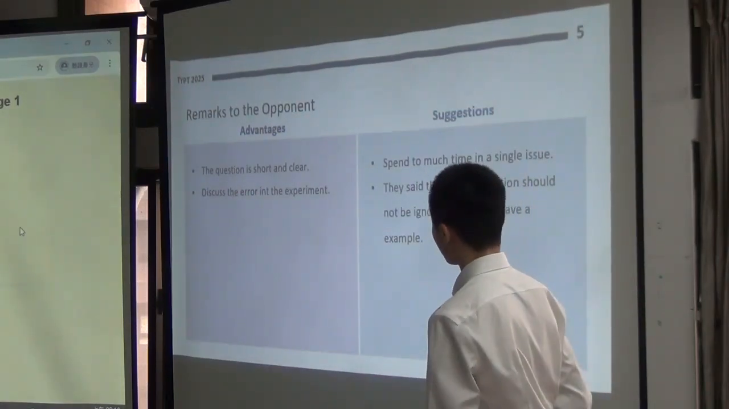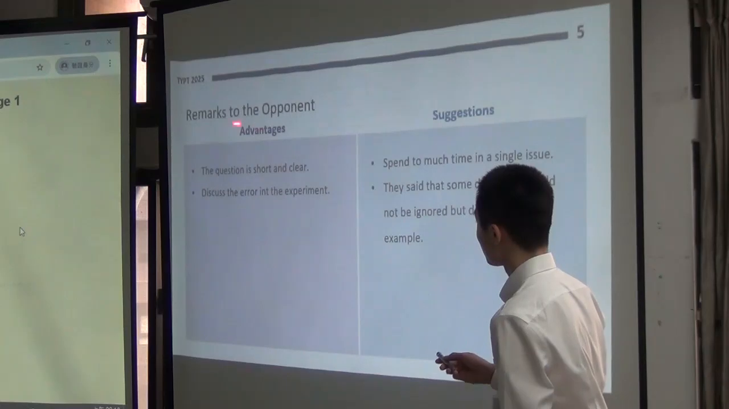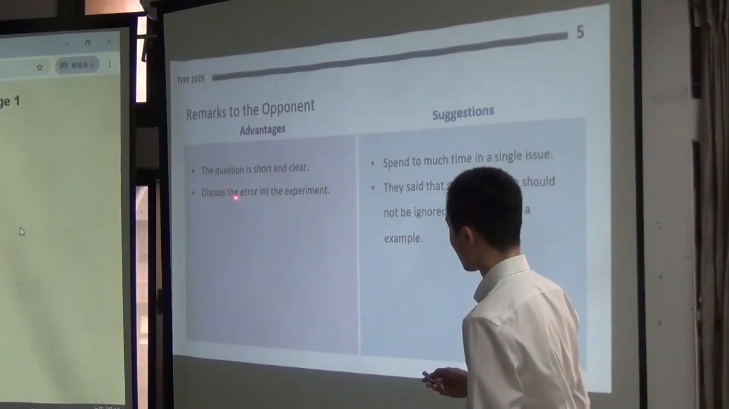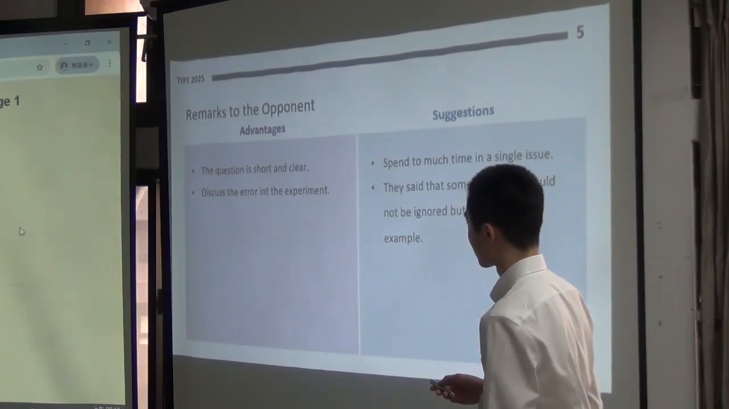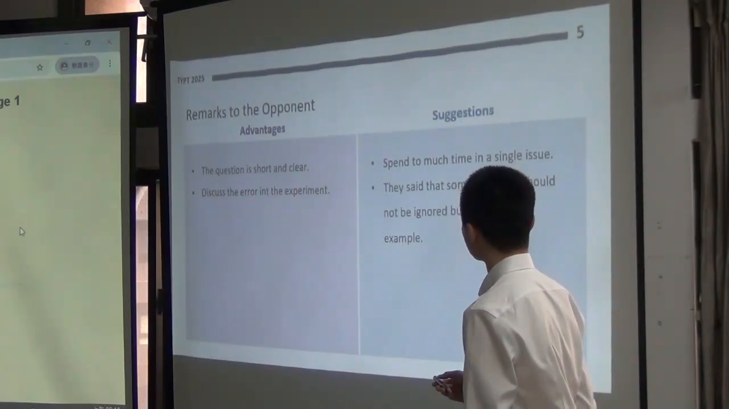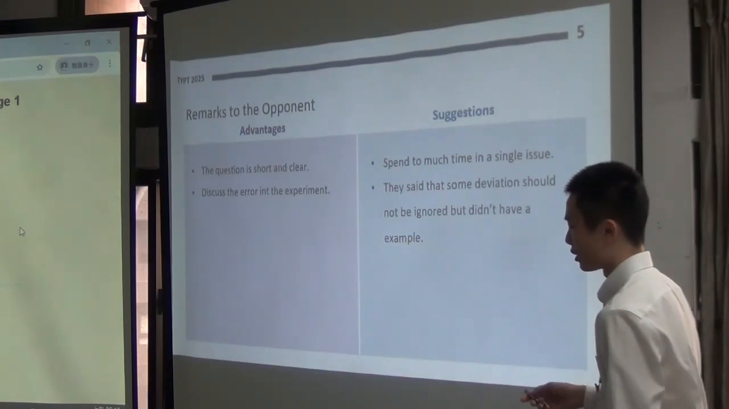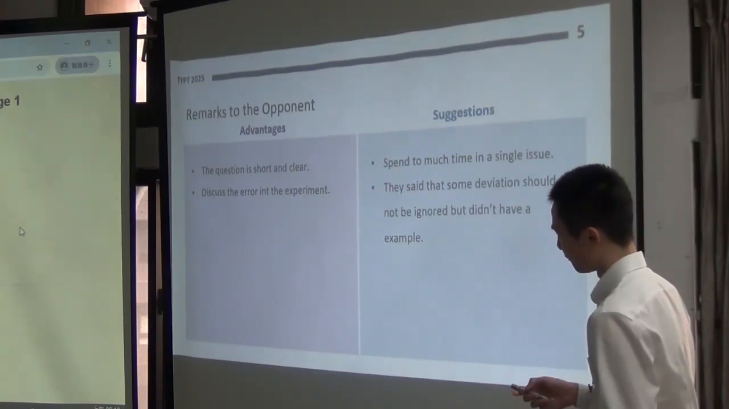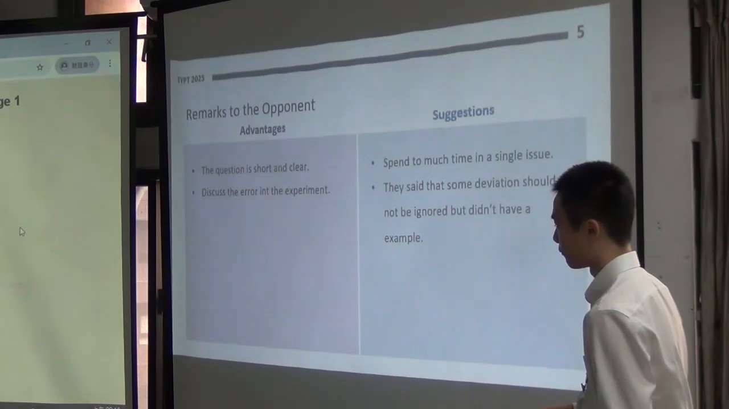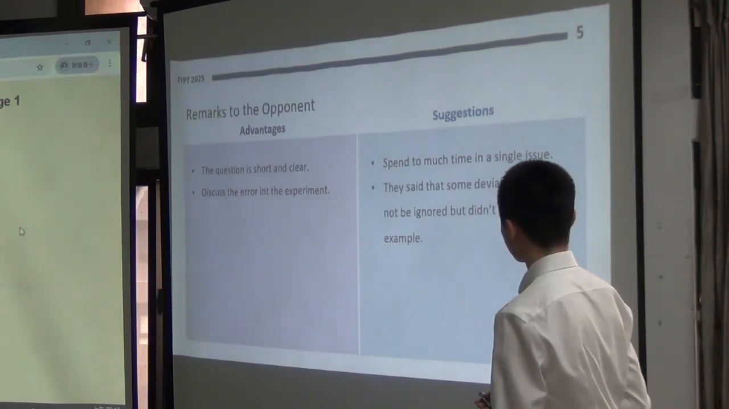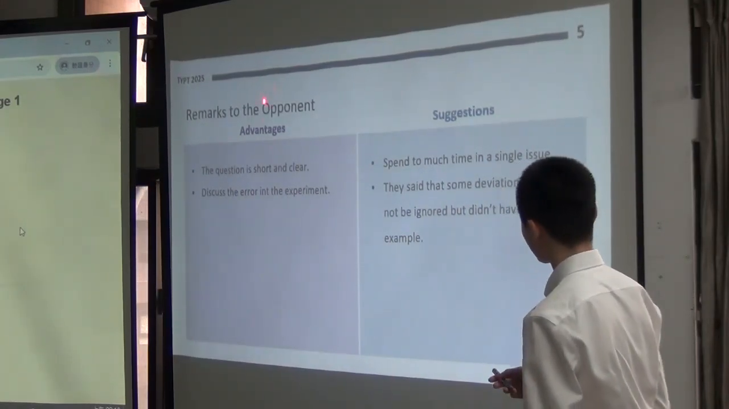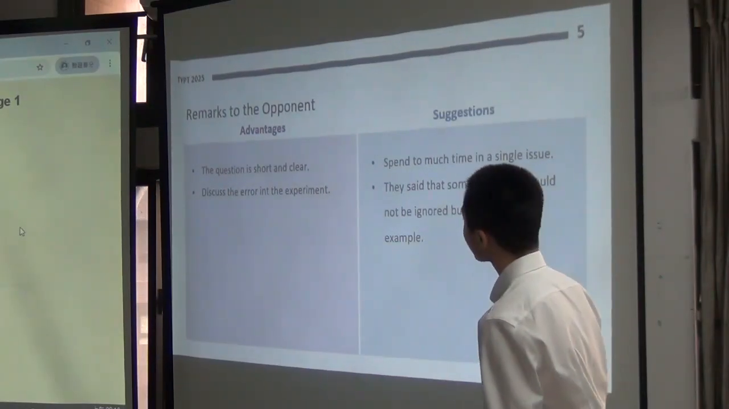And this part is a remark to the opponent. For the advantages, their questions are short and clear, and they discuss the error in the experiment. For the suggestions, they spend too much time on a single issue, so some important issues weren't discussed. Also, they say that some deviations should not be ignored, but didn't give an example.